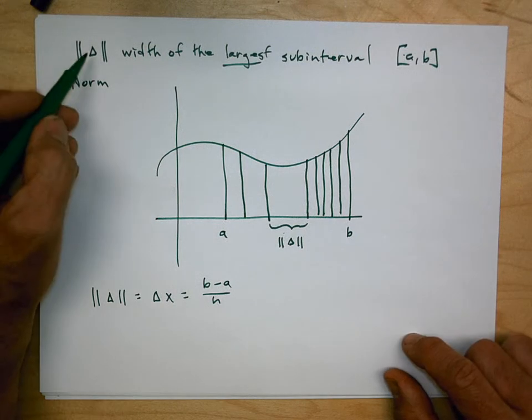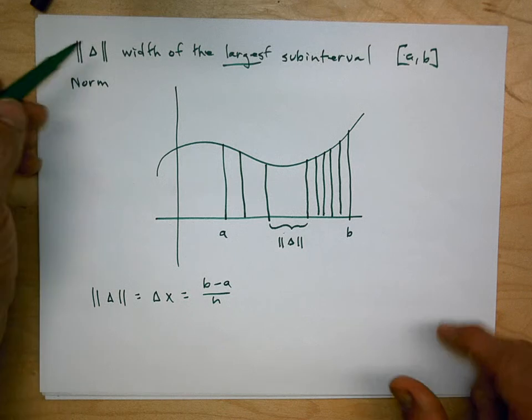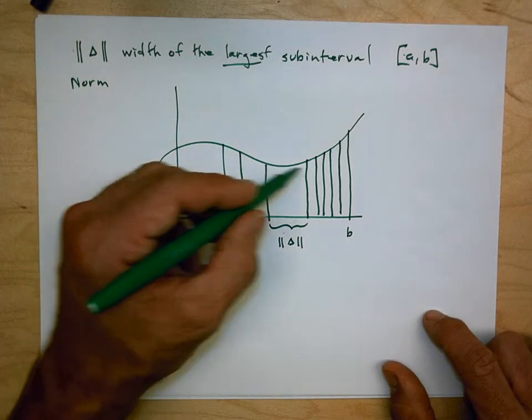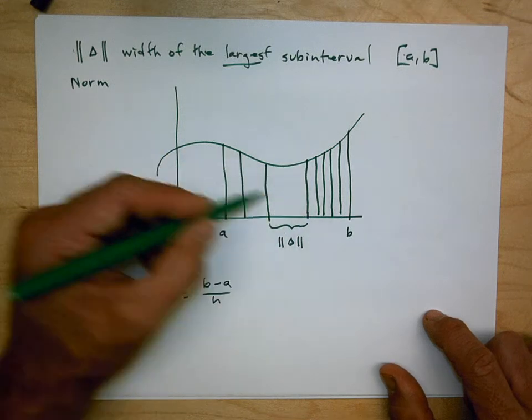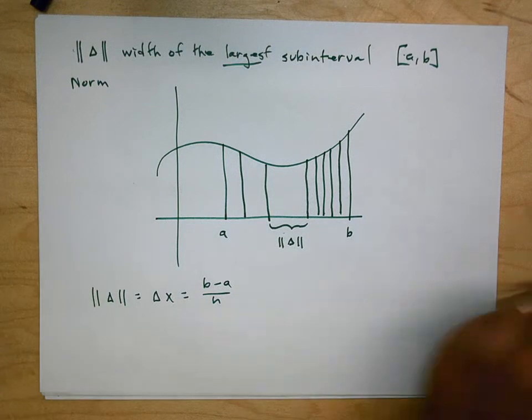But I just want to mention, now that we're getting into Riemann sums, this is important. Not only can we pick any arbitrary point in the subinterval, we don't even have to have the widths of the rectangles be the same.